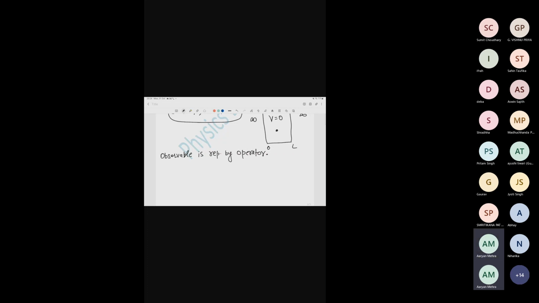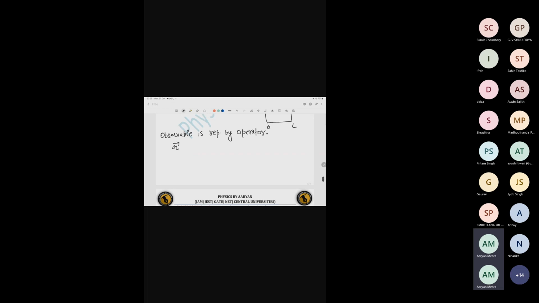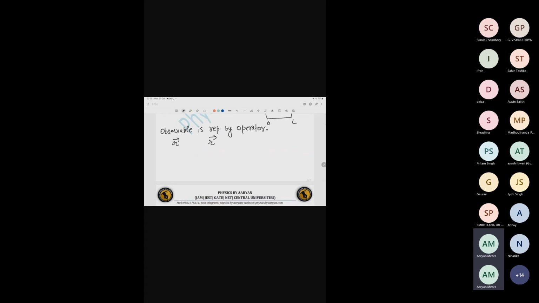So observables are represented by operators. For each observable, there is one operator. Let's see some of the operators. If you want to measure the position, let's say the x position, or in general the R vector, because we are interested in 3 dimensions, so x, y, z, all 3, the R vector. This is a physical quantity. Its operator is also the R vector. There is no change.